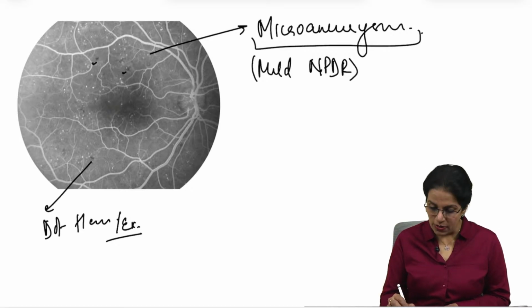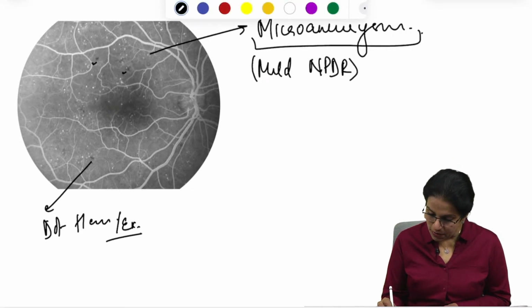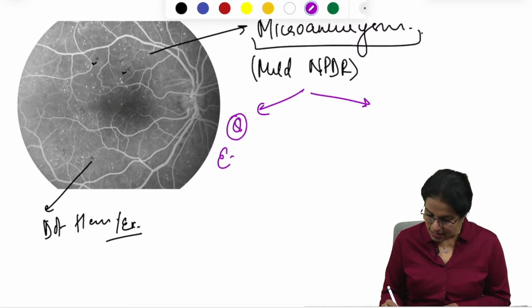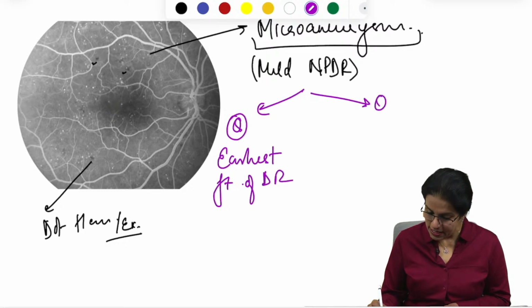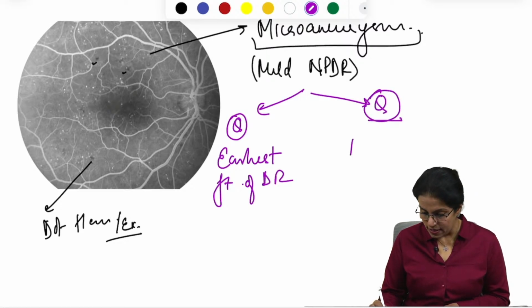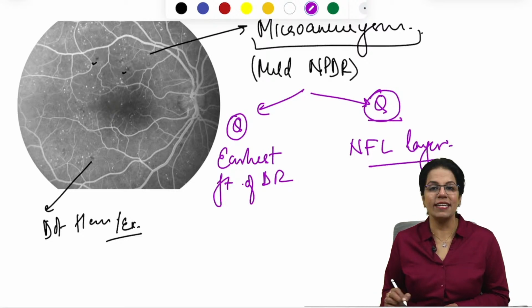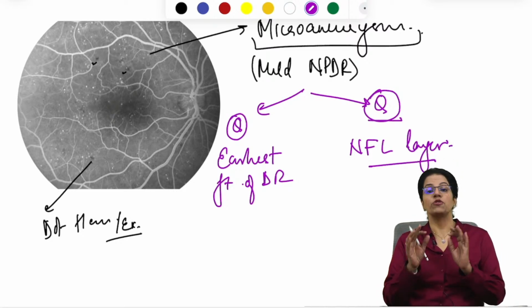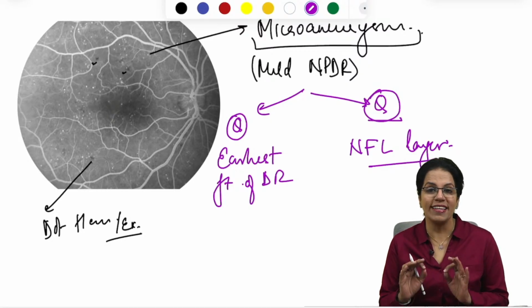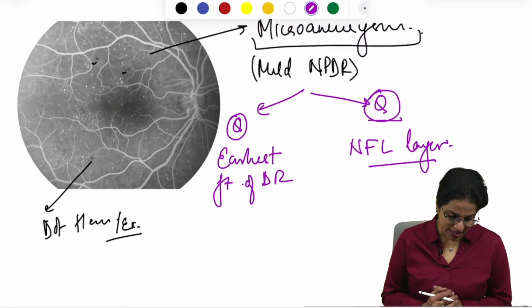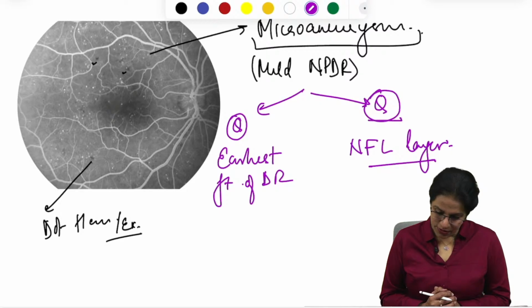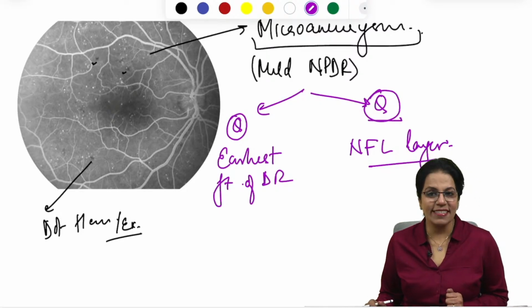Okay. Then we talk about two very important questions of microaneurysm, which is the earliest feature of diabetic retinopathy. You said microaneurysm. The second question is, in which layer? We will now answer: NFL layer. Please answer NFL layer. Microaneurysms are present in the nerve fiber layer. You should be absolutely very, very thorough with the layers of the retina. So we are talking about this diabetic retinopathy.